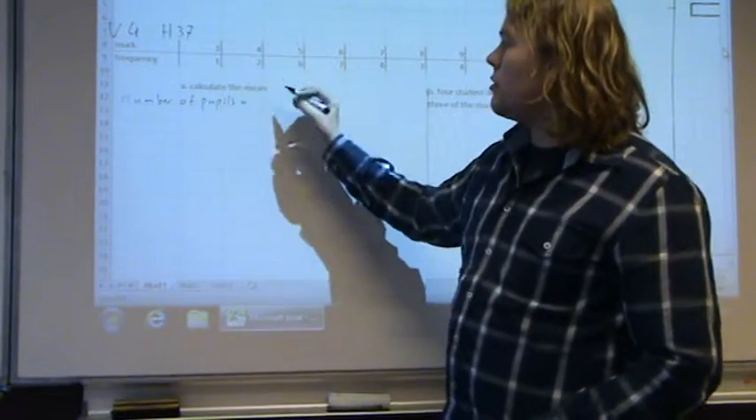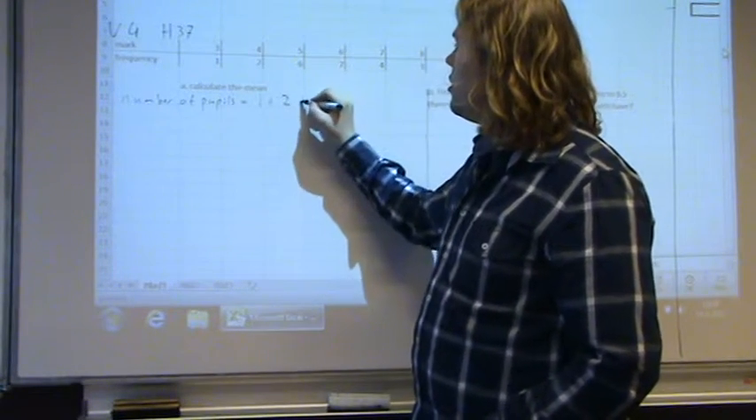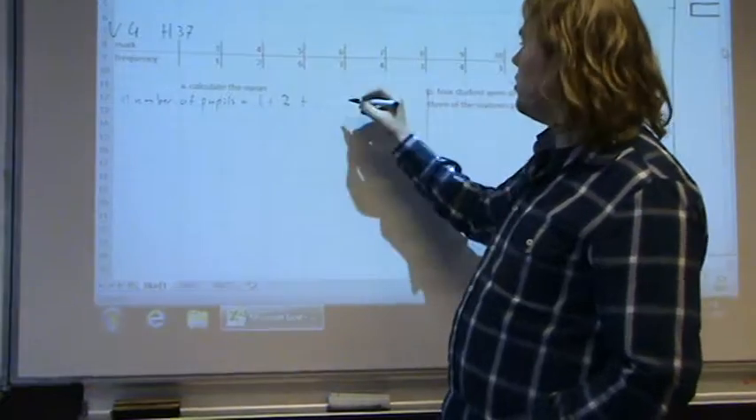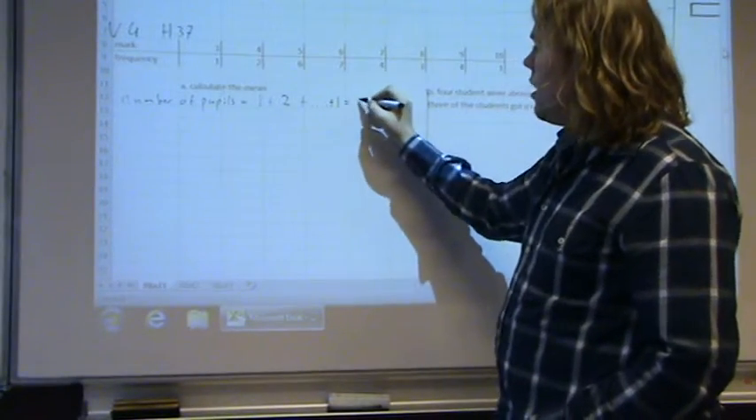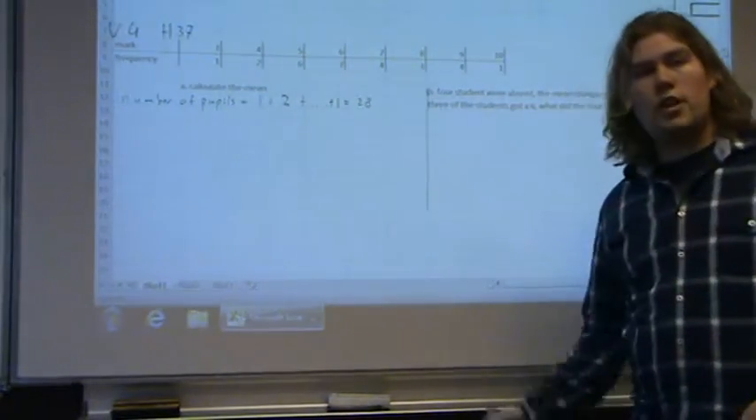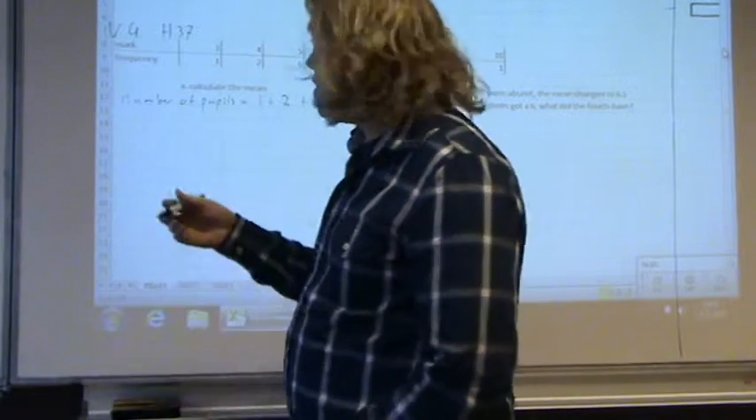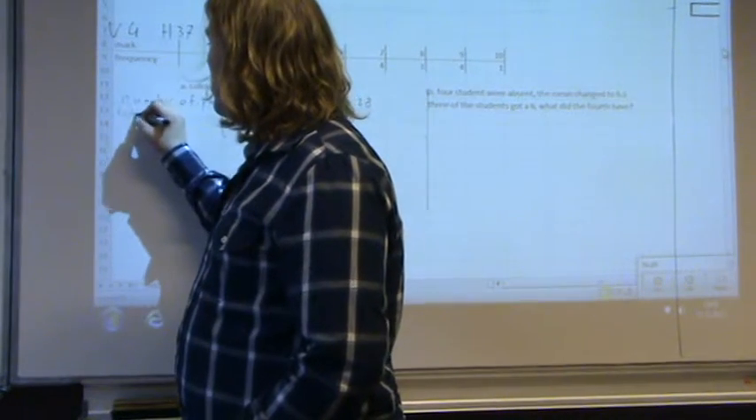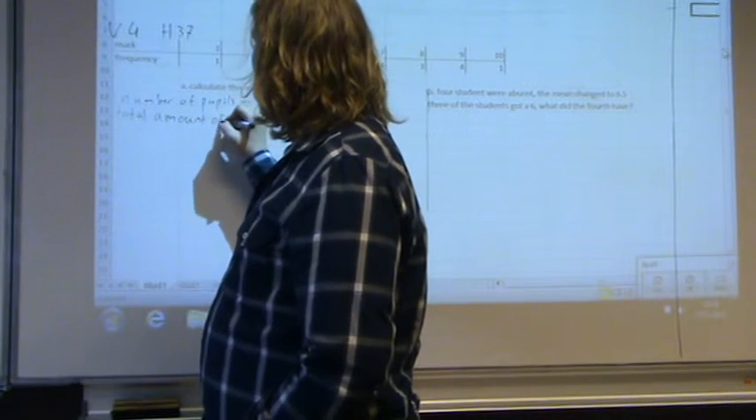You add all the frequencies, so you have 1 plus 2 plus, well, etc., and then you get to the 1 again at the end here, so plus 1. And then you have 28 pupils. You may check it if you want. Then, what we did in the other video, we did the total amount of points.